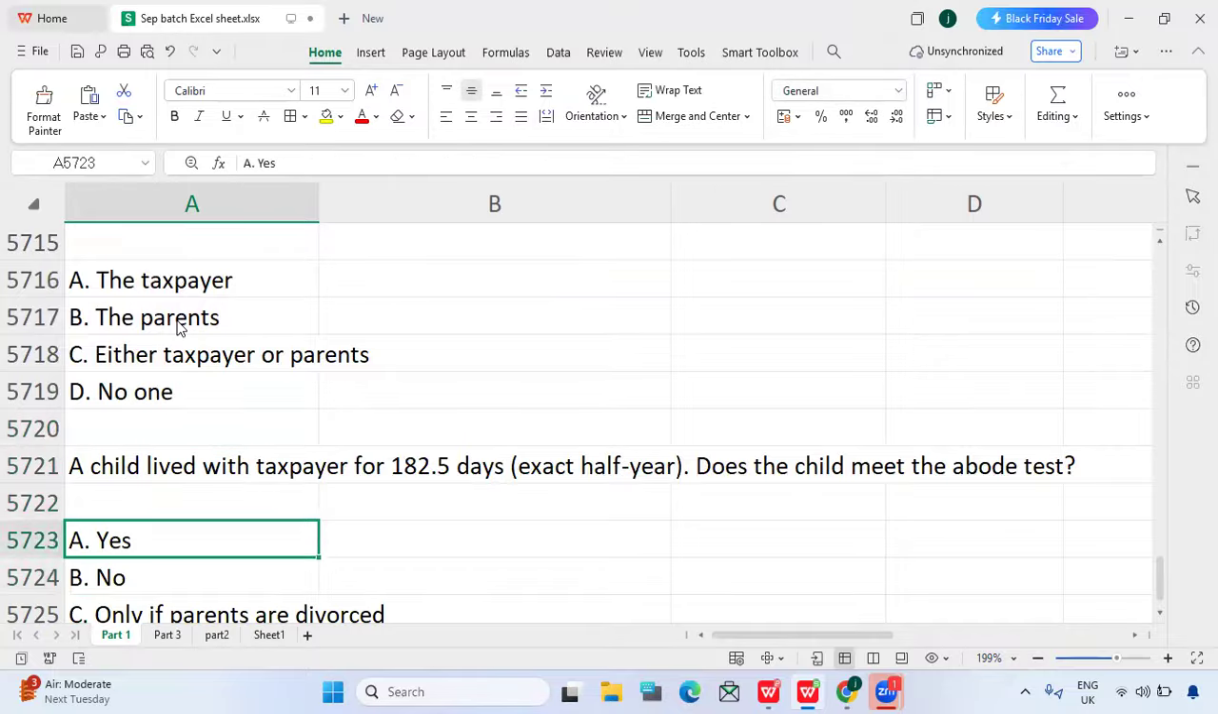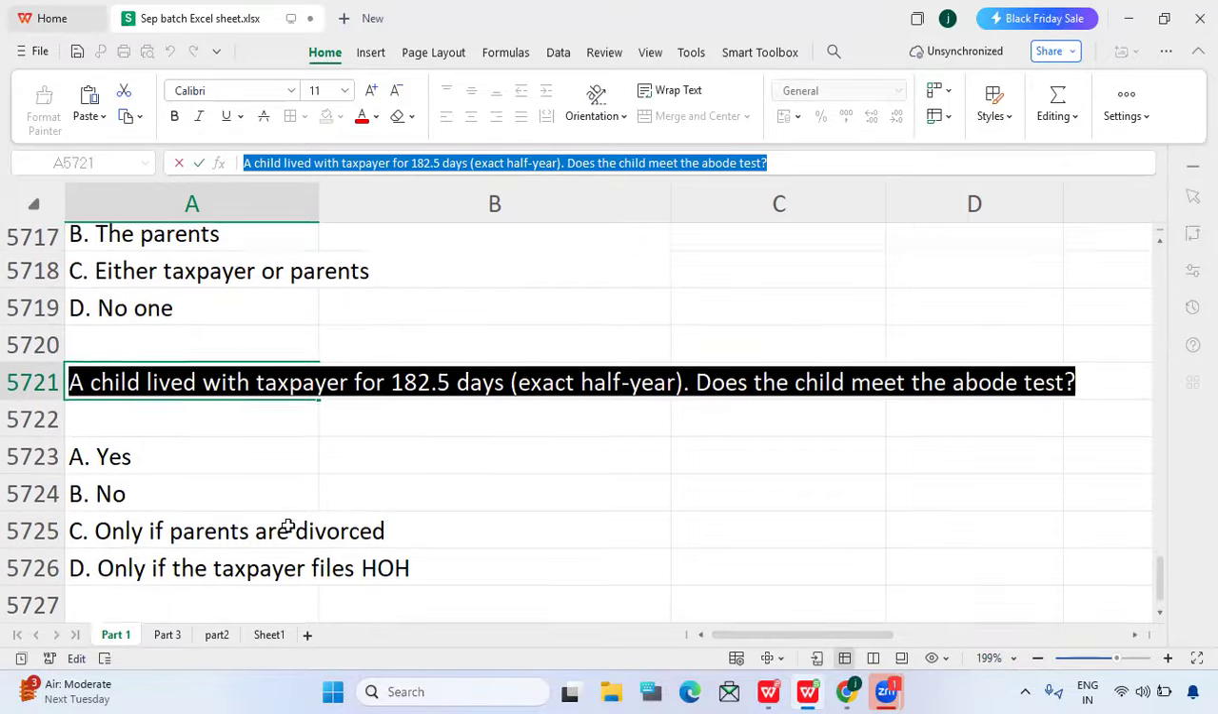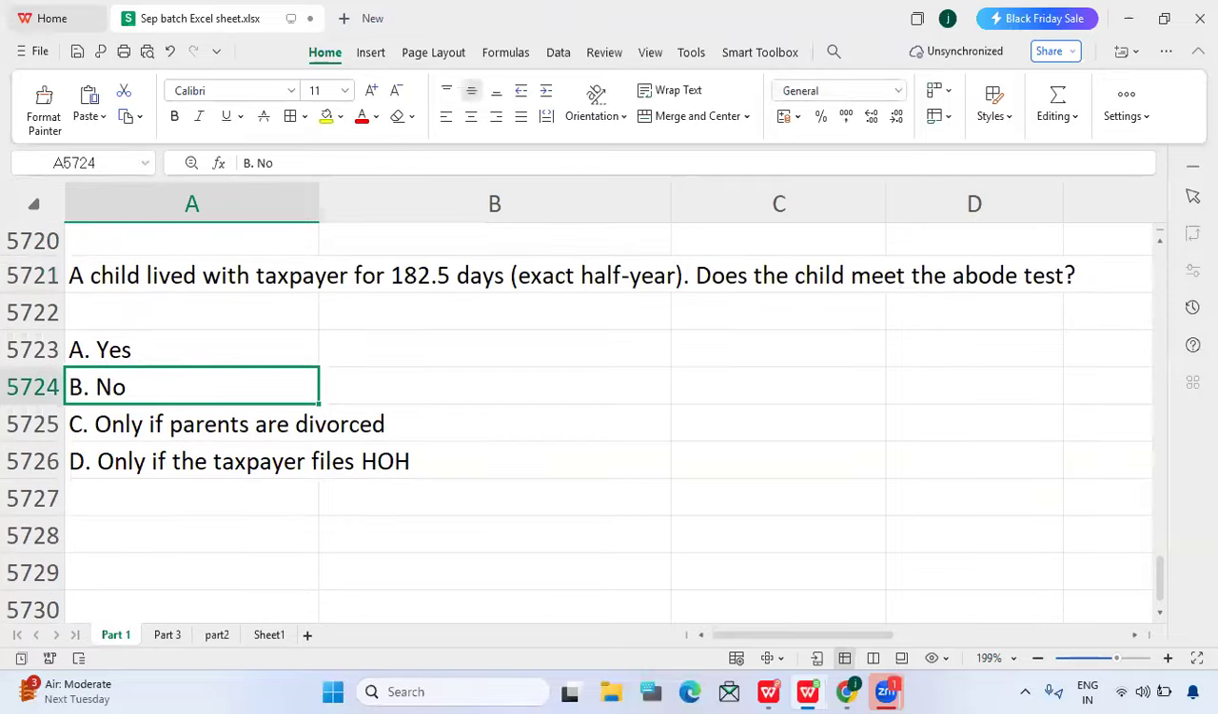Next question. Children lived with the taxpayer for 182.5 days exactly. Does the child meet the residency test? Yes or no? Exactly half. Under the residency test, we studied that he should live more than half a year, right? So it is exactly half a year, so no. Exactly, you are up to the mark.